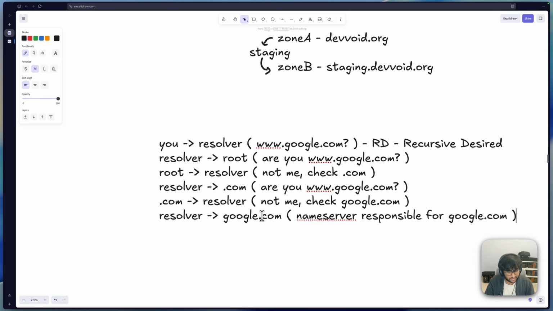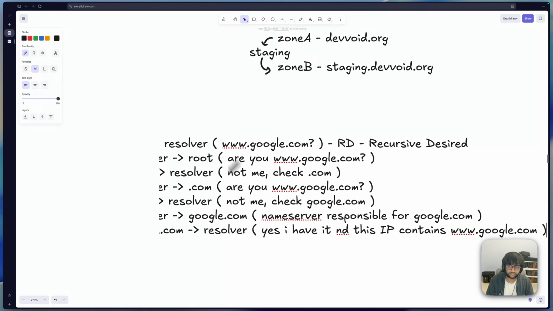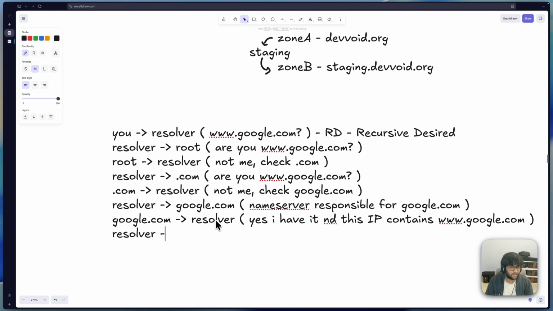And this says, yeah, I know where it is, but it needs to be www.google.com, right? But it's there in the list of addresses because an authoritative server has everything within it. So google.com will say, yes, I have it. And this IP contains www.google.com. Okay. And finally, after all this process, the resolver comes back to you and says, here you go, and passes the IP address to you.